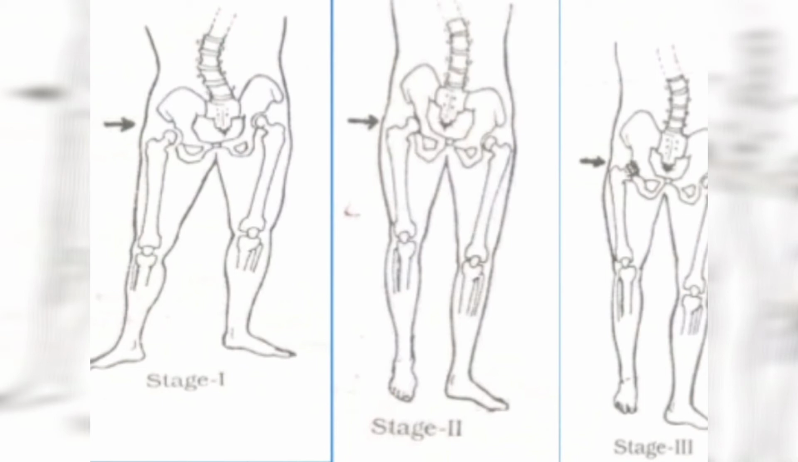In this picture, I have shown you stage 1, stage 2 and stage 3. In stage 1, there occurs apparent lengthening and abduction deformity. In stage 2, stage 3, you can see adduction deformity.